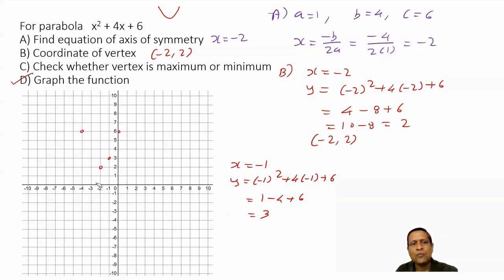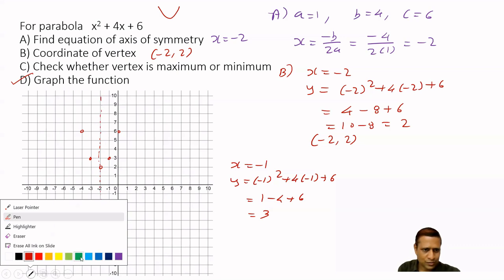So what is the value of y when x is -3? No need to find, right? Because this graph will be symmetrical about this line, x equal to -2. This is symmetrical about this line. So from here to here, this distance is 1 unit. So from here to here also, this distance will be 1 unit only. Got it? Now we can graph the function.